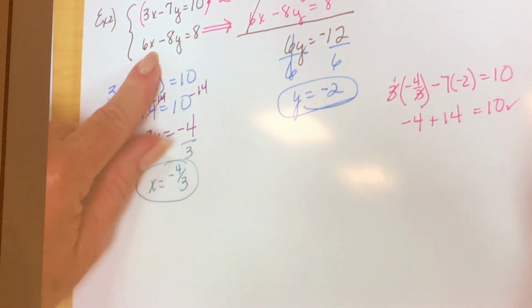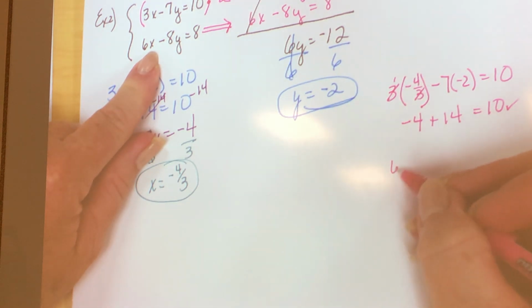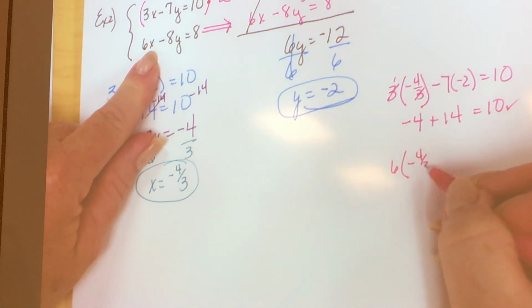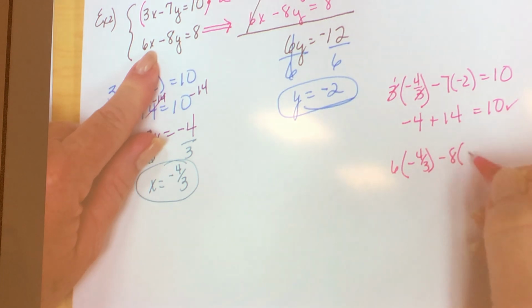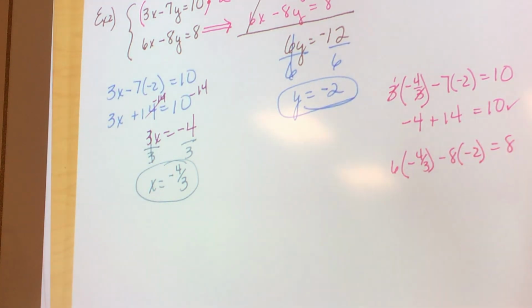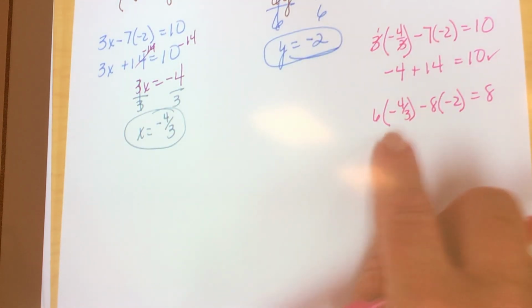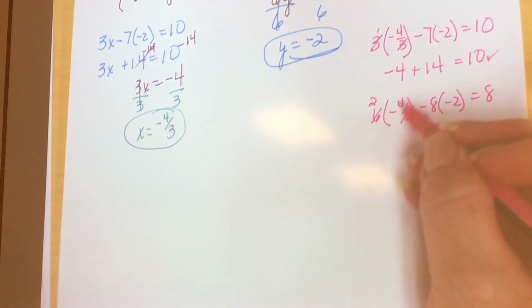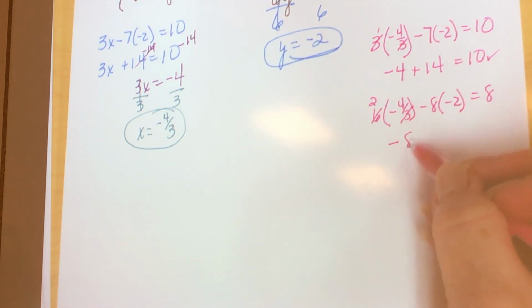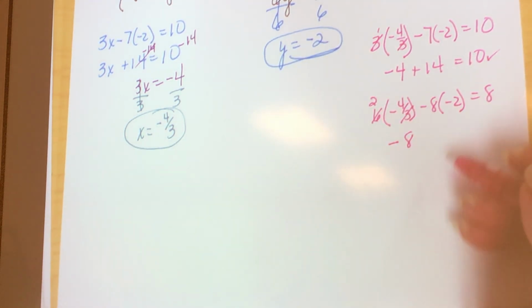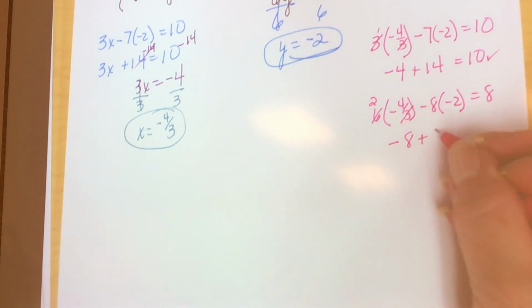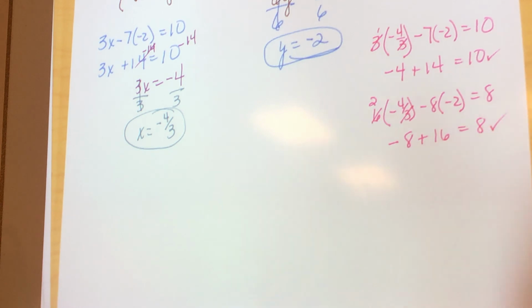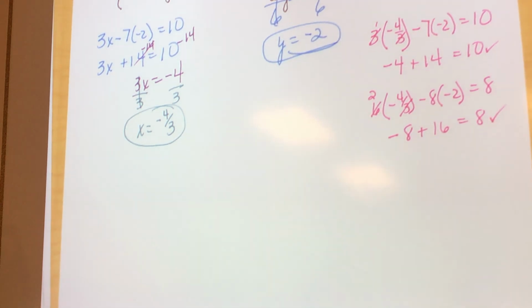Check him out on the second one. So 6 times negative 4 thirds minus 8 times negative 2, and that's supposed to be a positive 8. Okay, I'm going to do the same thing I just did. How many times does 3 go into 6? 2. And what is 2 times negative 4? Negative 8. What's negative 8 times negative 2? And what is negative 8 plus 16? Positive 8. So he checks out perfect.